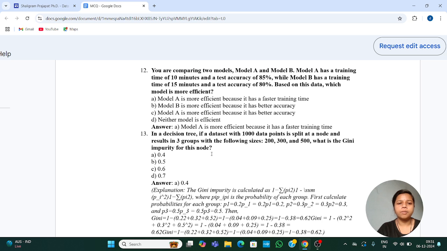Model A has a training time of 10 minutes and a test accuracy of 85%. Model B has a training time of 15 minutes and a test accuracy of 80%. Based on the data, which model is more efficient? The answer is model A, because it has a faster training time.